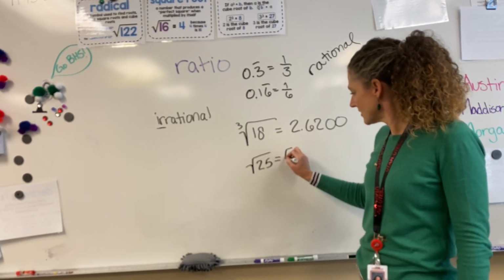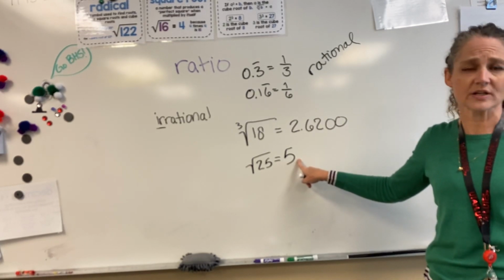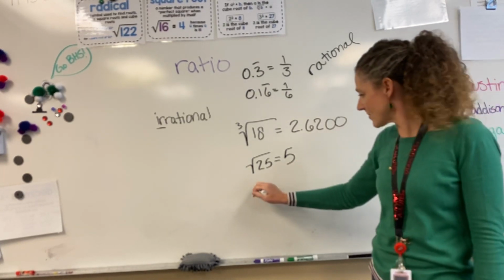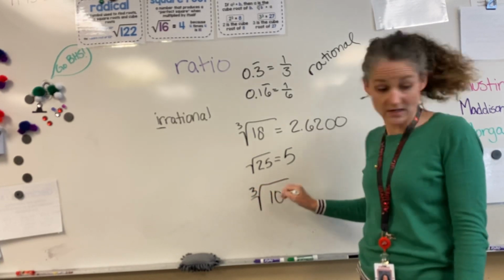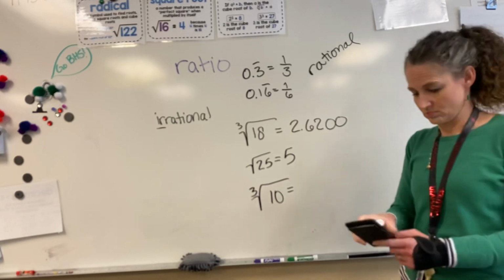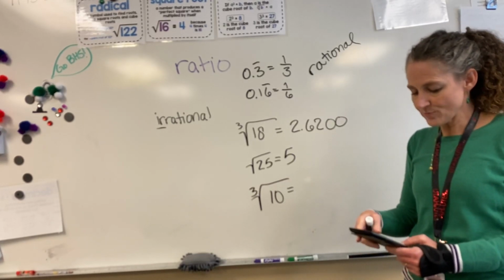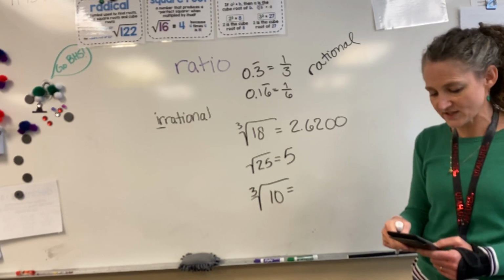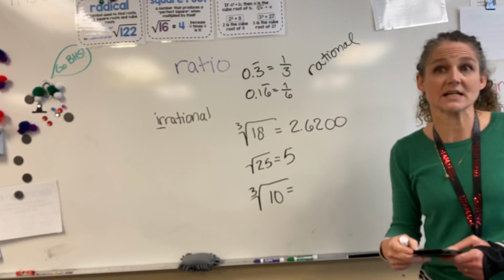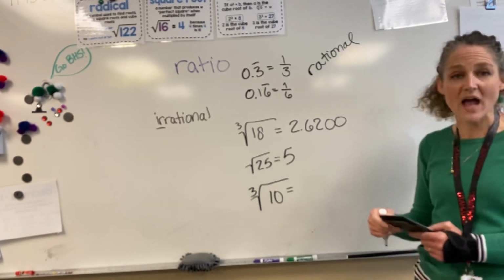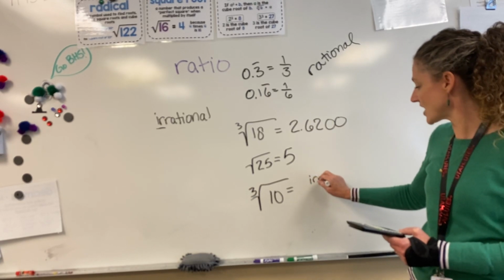What about the square root of 25? It's 5. Does that go on forever without repeating? No. Is it rational or irrational? Rational. Okay, what about the cubed root of 10? I don't even know what that number is. I got it. It's 2.1544346, and it does not ever repeat, and it does not ever end. Is it rational or irrational? Irrational.